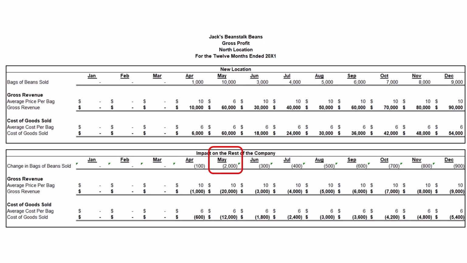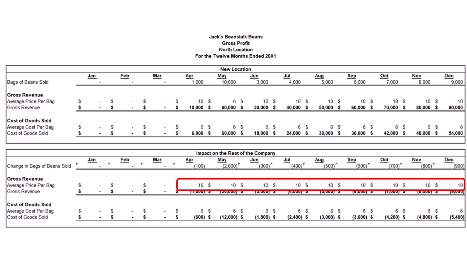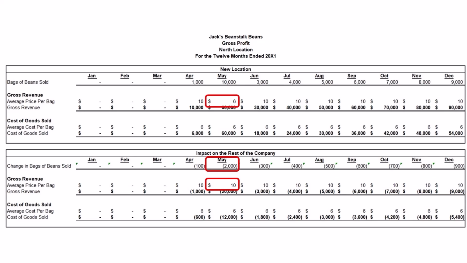Look at the May change in bags sold. Cannibalization doubles to 20% of the sales at the new store. This is because existing customers are drawn both by the convenience of the new store and by the low price. The average price per bag in the box on the impact of the rest of the store is always $10. That's the regular price the existing customers would have paid. In May, many existing customers don't pay $10, but instead visit the new store to pay only $6.